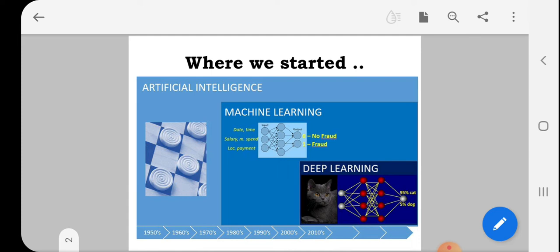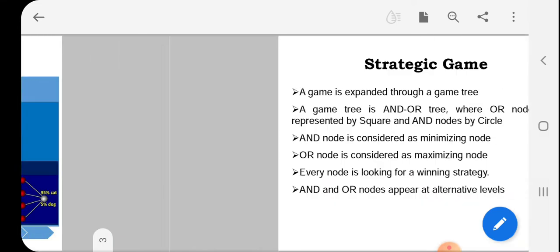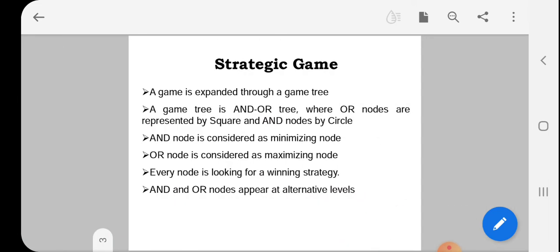Mostly, we talk about two-player games in artificial intelligence. And in today's lecture, we will see how strategic problem solving can be introduced in game solutions. In a strategic game, a game is expanded through a game tree.